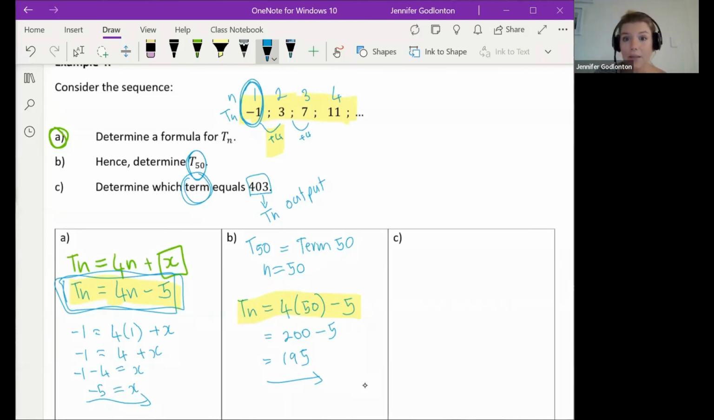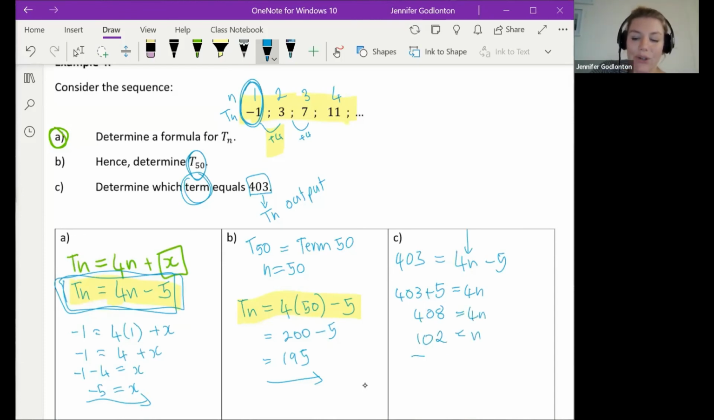So now we do it the other way around. We say, well, 403 is equal to 4n minus 5, because we are looking for n. Then we use our skills that we learned in grade 8 for equations. The first thing we do is we move that 5 across. So we say 403 plus 5 is equal to 4n. So 408 is equal to 4n, which means n is equal to 102. And I see a few people got there by themselves, which is great.